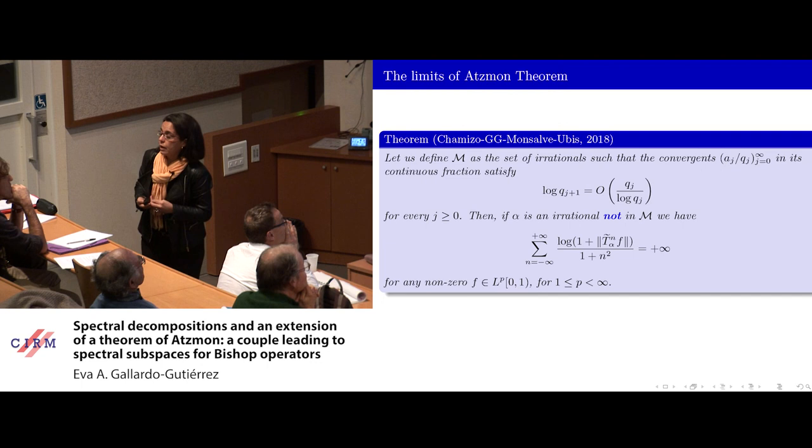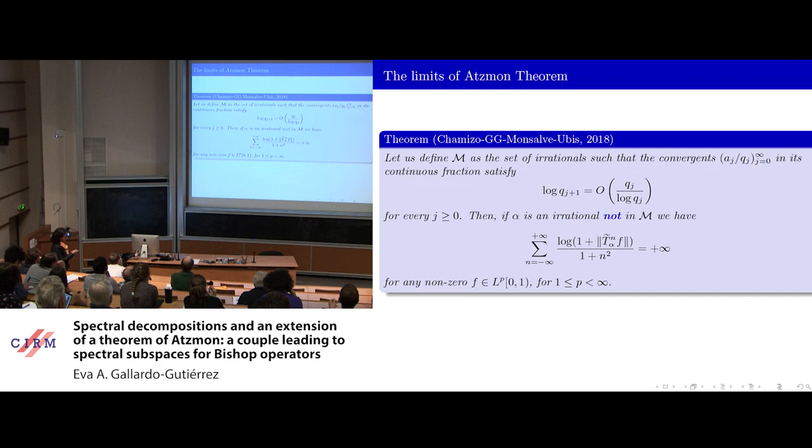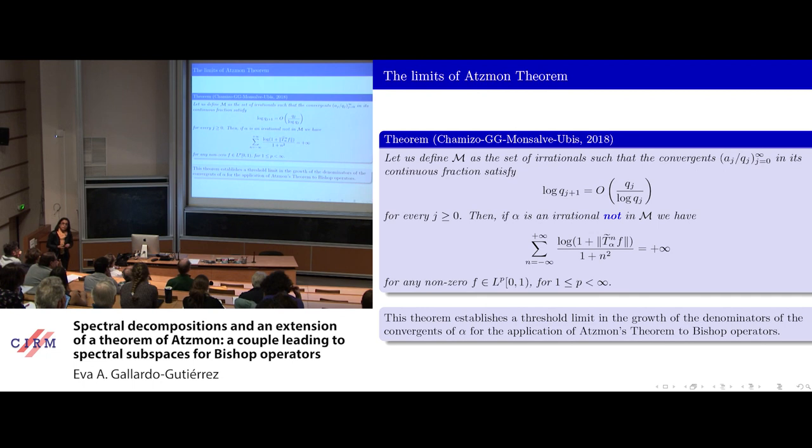Actually, if you consider M, the set of the irrationals such that the convergents satisfy this condition, look at here. There is this three in the previous theorem. There was a three here, a cube, right? Now it's missing. That's okay. If you have an irrational that is not in M, that's for free. I mean, this log is infinity. So this tells you that we really found the threshold in Atzmon's theorem in this context.